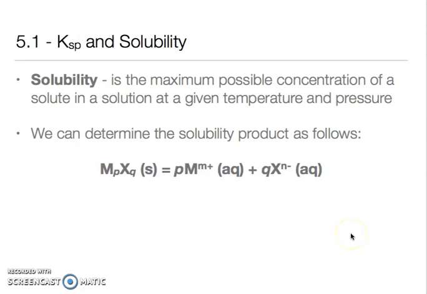So we can determine the solubility product as follows. So here would be our salt. The M would be the metal in our salt, or our cation, and its respective subscript. And the X would be the anion and its respective subscript. It's a solid, and it's going to break into its 2 aqueous components. The metal, or the cation, and we're going to put its respective subscript in front as its coefficient. And then we're going to have the anion with its respective subscript as its coefficient, just like we've seen in the previous problem.